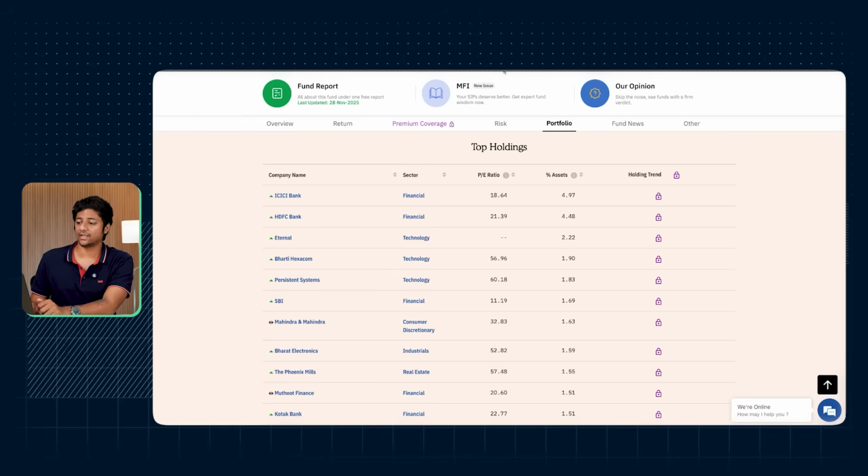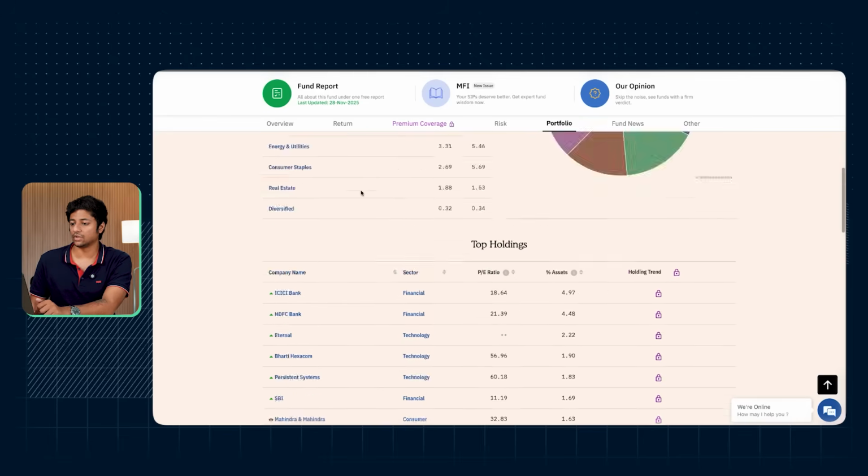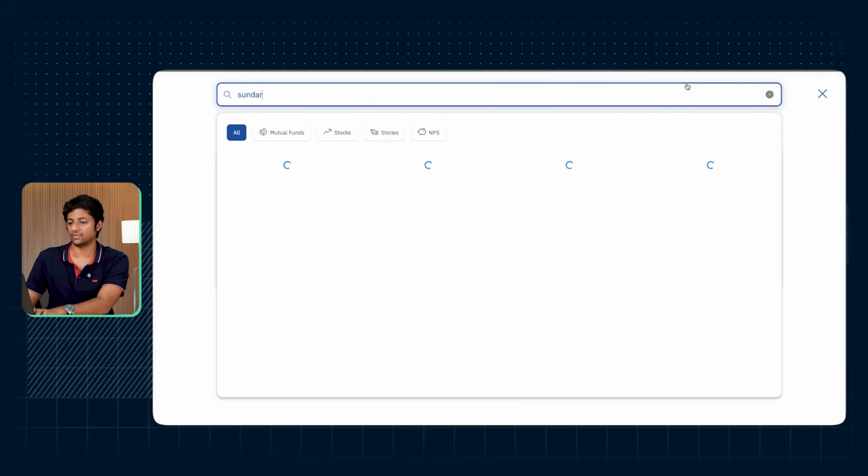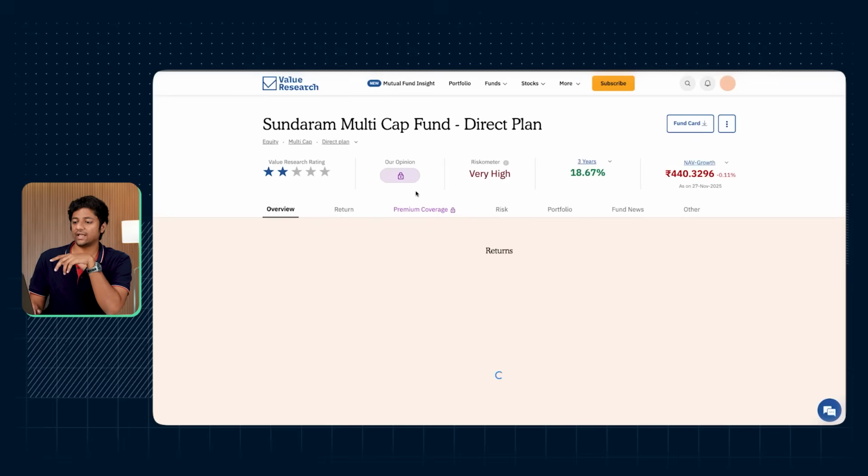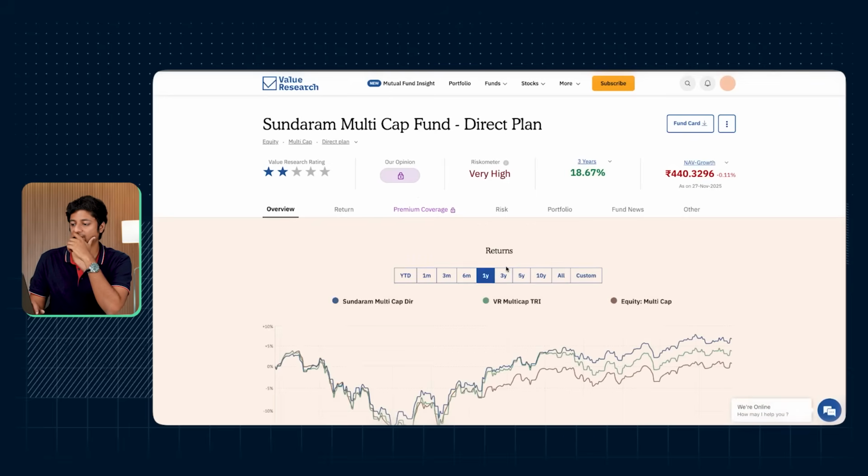There is one more very interesting multi-cap that I also looked at. Let me show you that. I think it was called Sundaram Multicap. Let me just check that once. Sundaram Multicap. So this has a 2-star rating on Value Research. But let me show you this fund, because this fund has been around for quite some time, right?